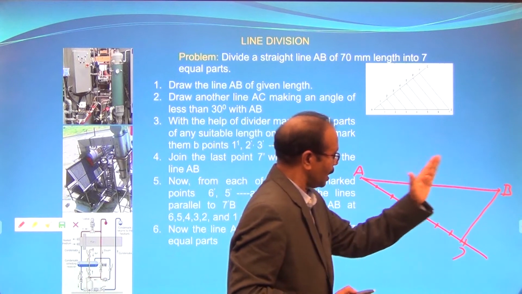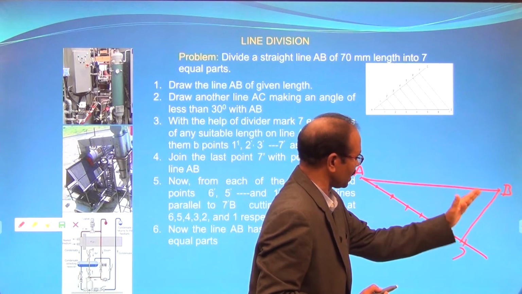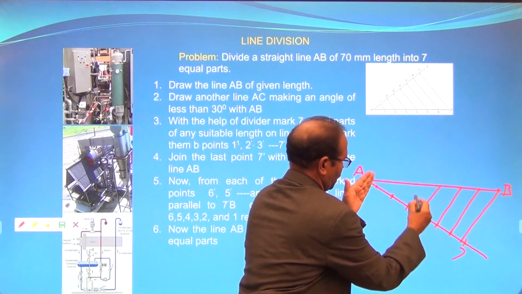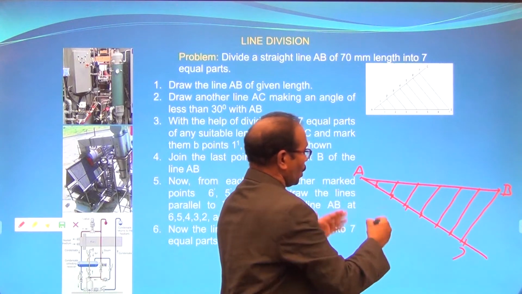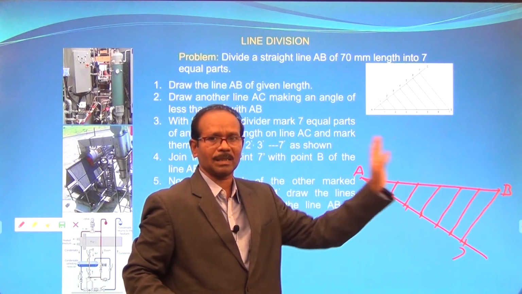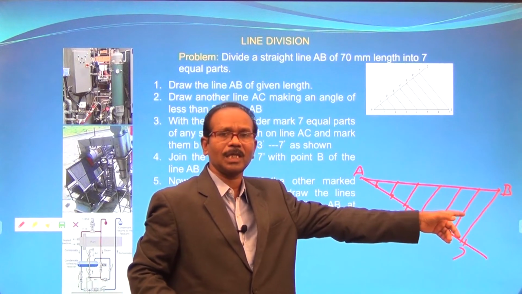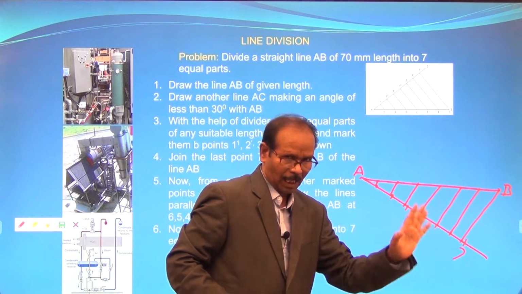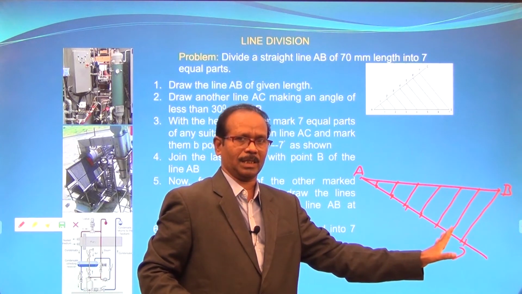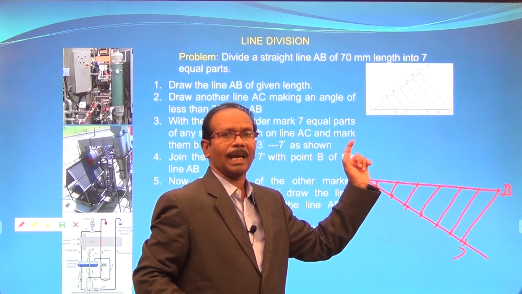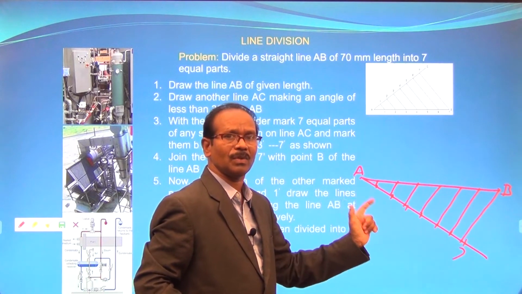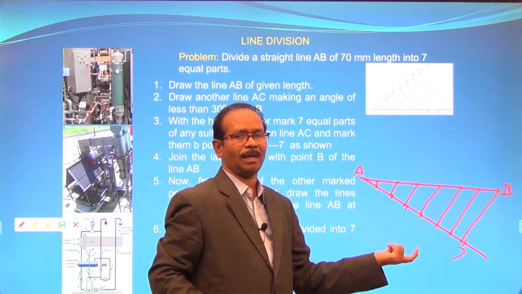Then proceed. All the remaining lines are parallel to the 7B line. So this line, this line, this line, this line, right? Now AB line is divided into 7 equal parts. Don't worry about what is happening here. Adopt the procedure and complete this one. Once you complete this one, assign the numerical value. Numerical value gives the look to the diagram.